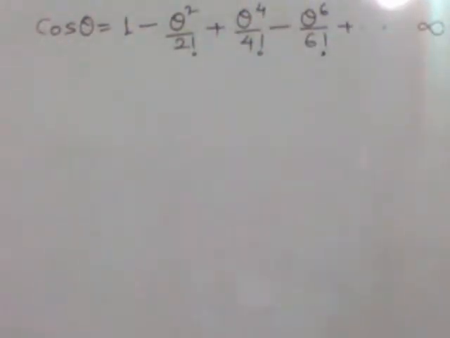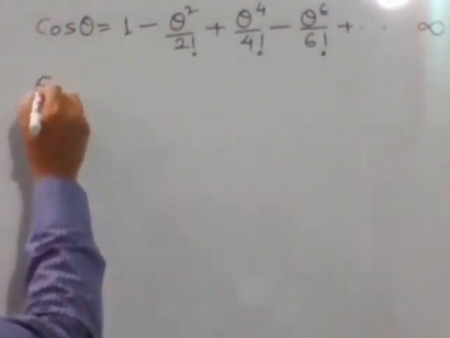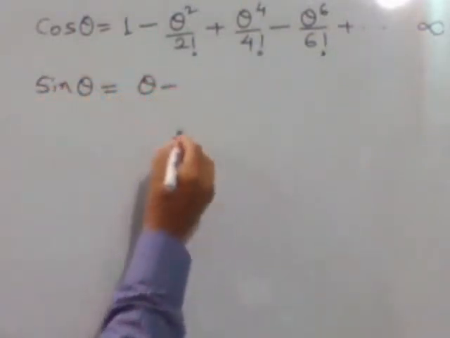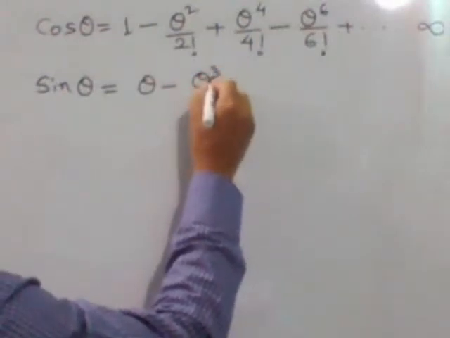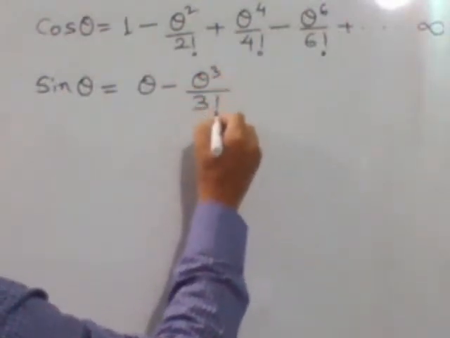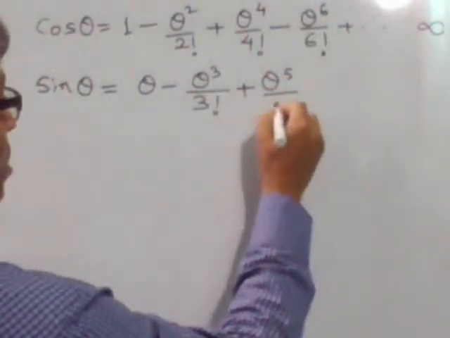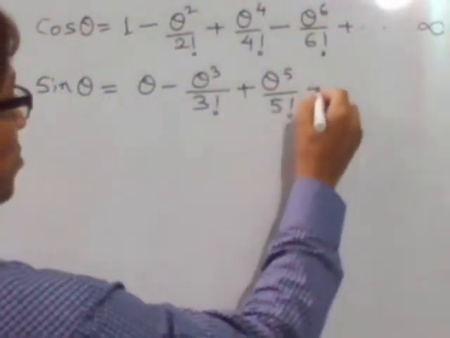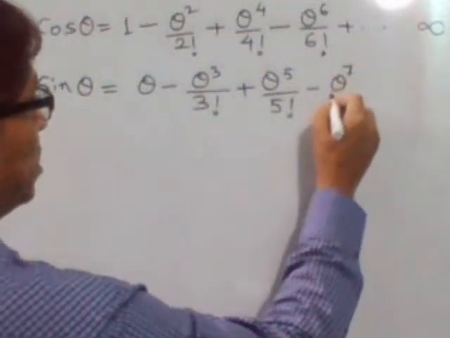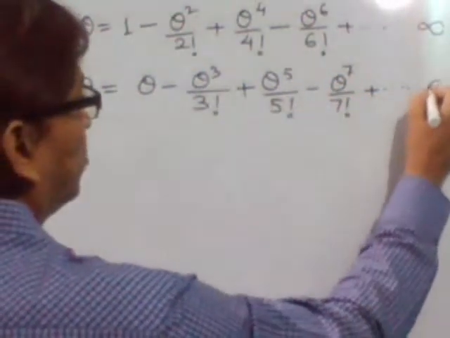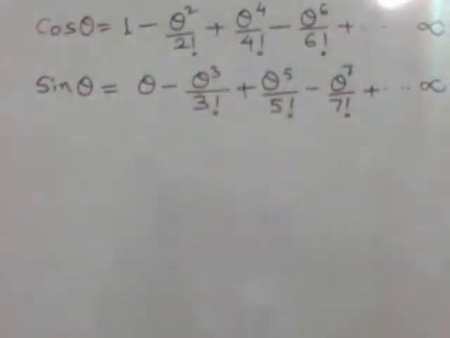So this is the series of cos theta, and the series of sin theta is like this: sin theta is equal to theta minus theta cube by 3 factorial plus theta to the power 5 by 5 factorial minus theta to the power 7 by 7 factorial plus, so in this way up to infinity. These two are infinite series.